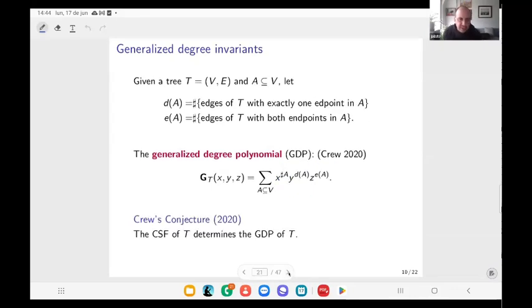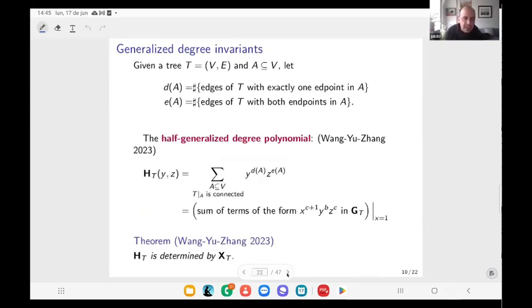And so he conjectured that actually you can do the same thing. You can determine this polynomial, the GDP, from the chromatic symmetric function. Okay. So I will give an example of this in a moment. Okay. And then Wang, Yu and Chang, I don't know if I'm pronouncing it right, wanted to solve this conjecture by Logan, but they could not. They did a partial result where they only did a partial version of the generalized degree polynomial.